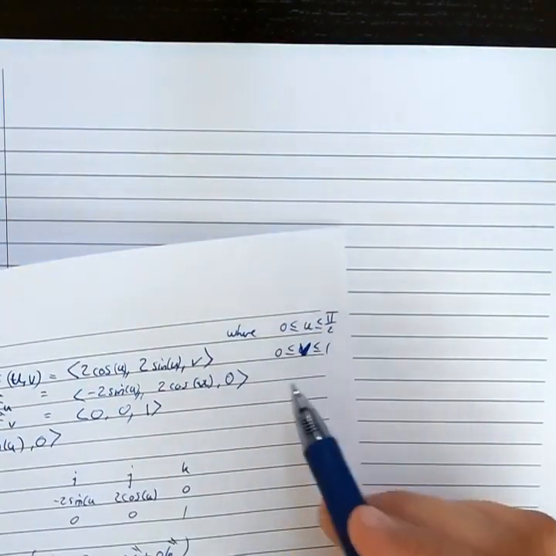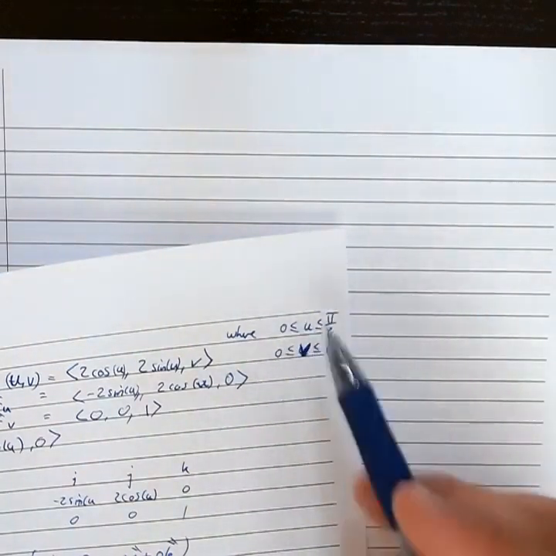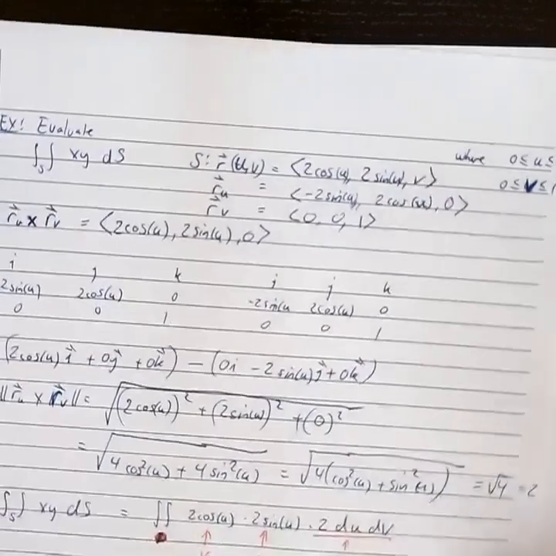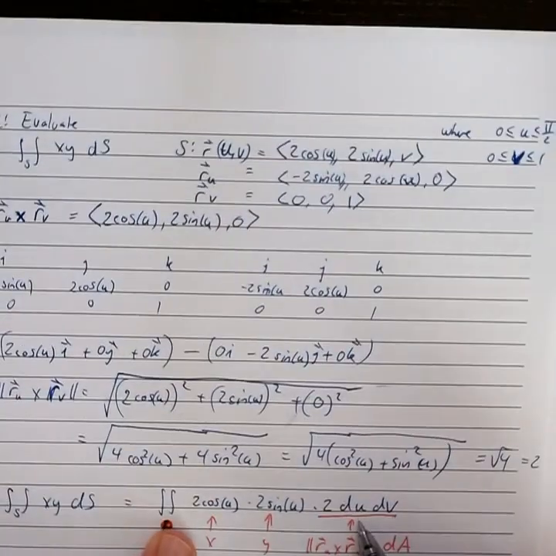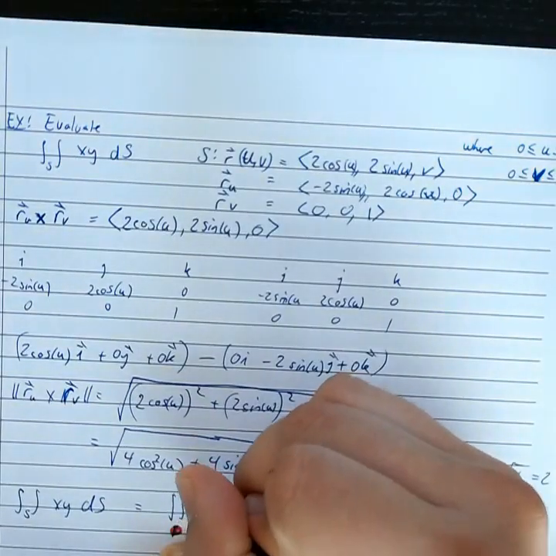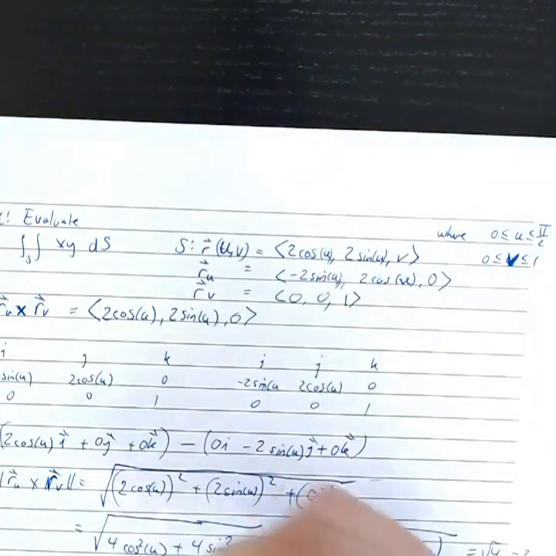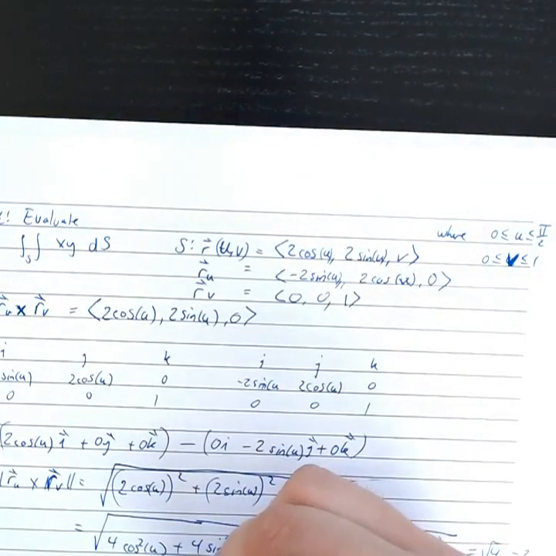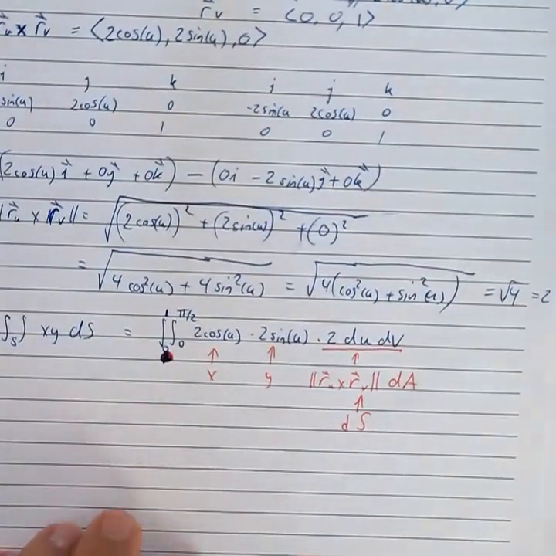Sometimes they'll give you an illustration, in which case you have to figure it out, as we saw in the last example, and sometimes they just tell you what the boundaries are. Okay. So here we have, those are our boundaries. Our U goes first, so that's going to go from 0 to pi over 2. And our V is the outer bounds, and that's going to go from 0 to 1. Okay, and there we go. There's our setup.